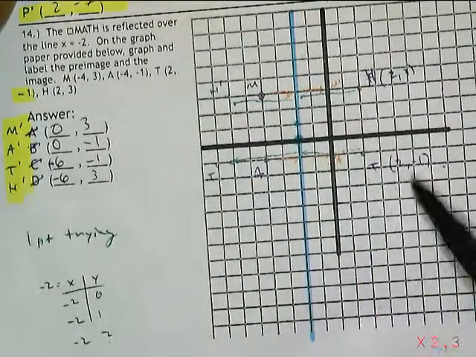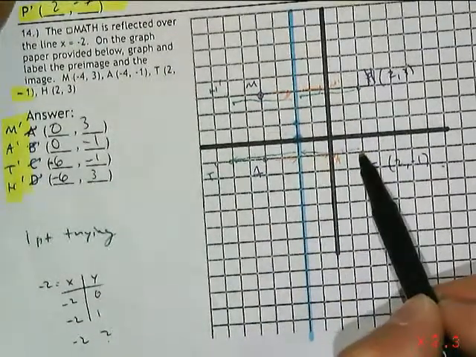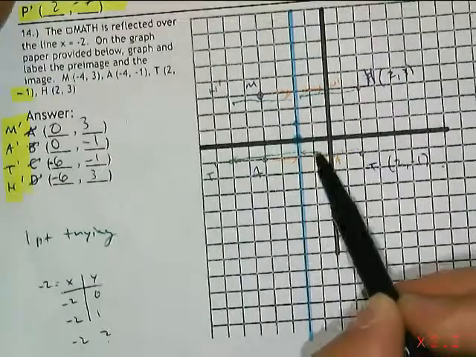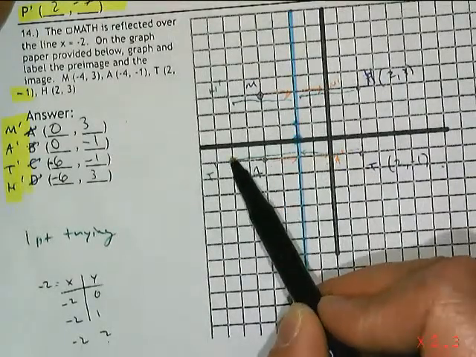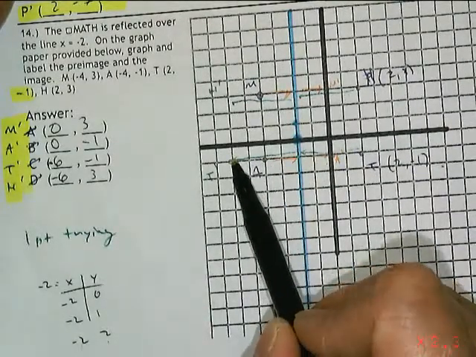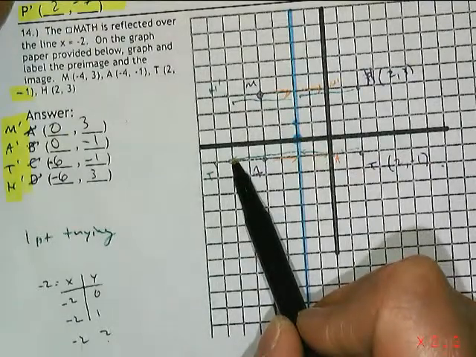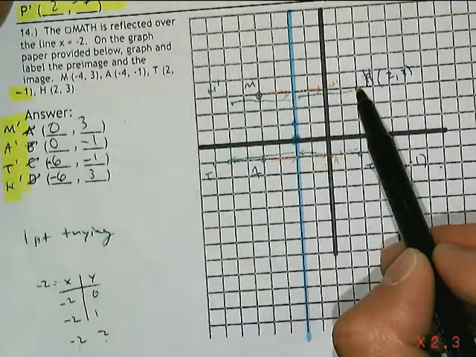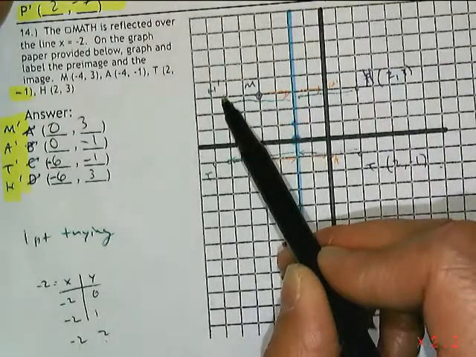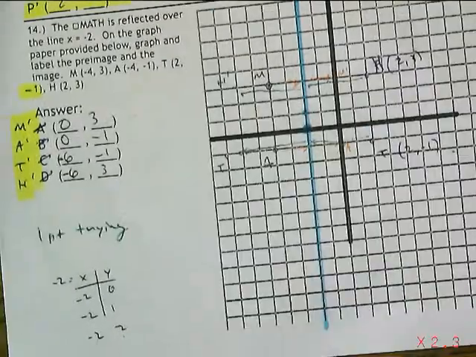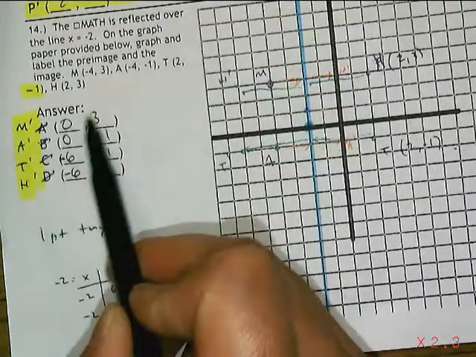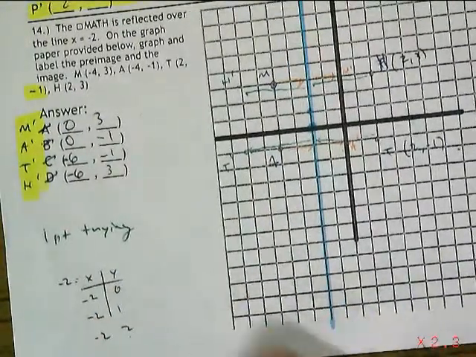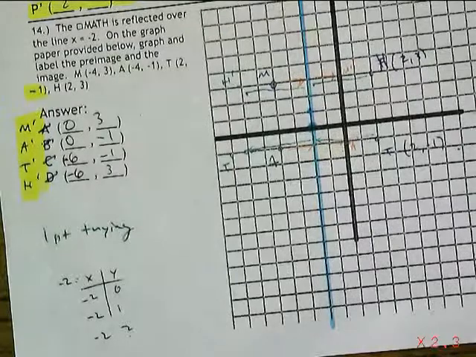T prime is from T. Now I'm counting towards that blue line, so I'm counting 4. 1, 2, 3, 4. 1, 2, 3, 4. This is the ordered pair -6, -1. And H is counting towards the blue line, so I count 4, 4 past it. This will give me the ordered pair -6, 3. You had to get both coordinates correct in order to get 1 point. So that problem's worth 4 points.